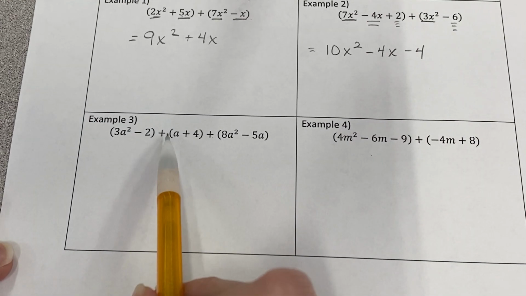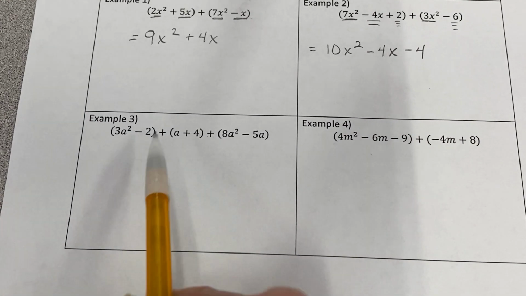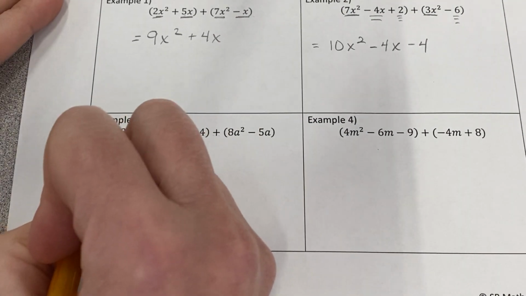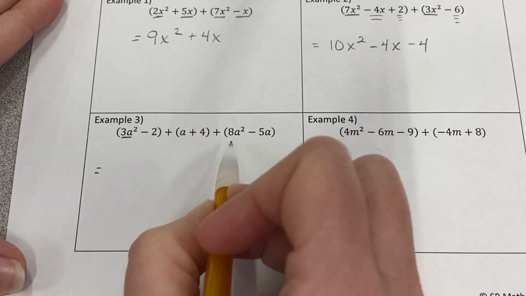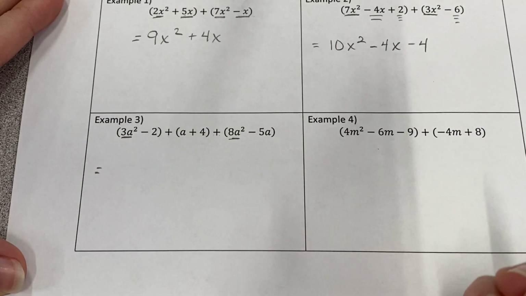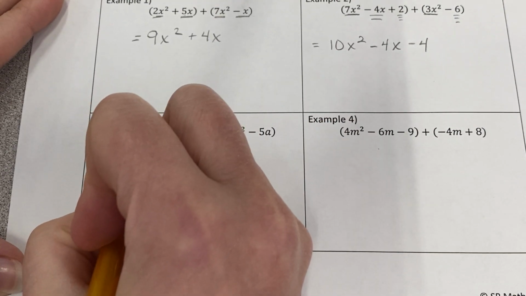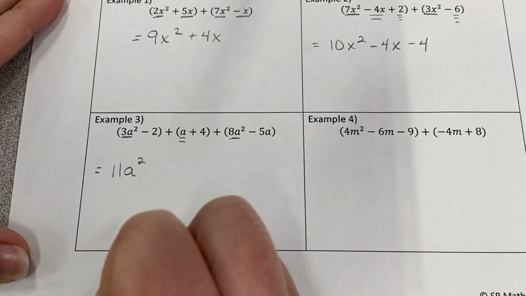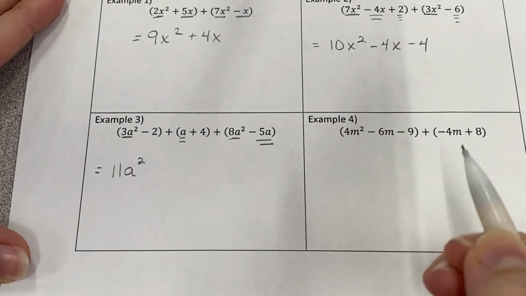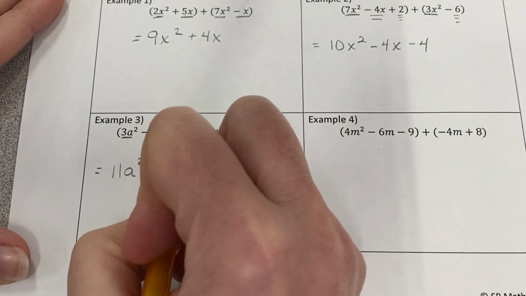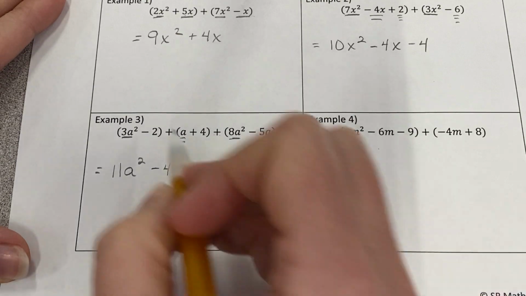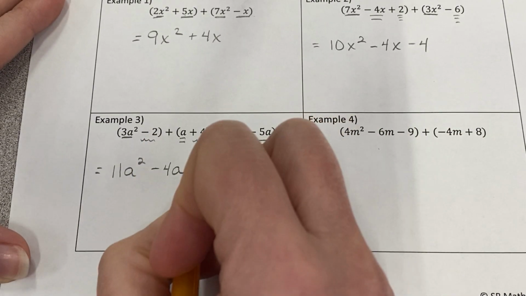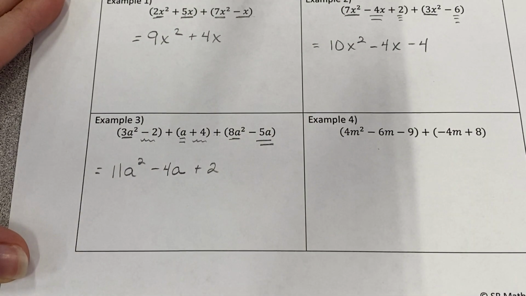Okay, example 3, again, same thing. We have addition between the quantities, so we can just ignore the parentheses. So 3a squared and 8a squared would give us 11a squared. Here we have 1a minus 5a is negative 4a. And then lastly, negative 2 plus 4 is positive 2. So that's our answer.